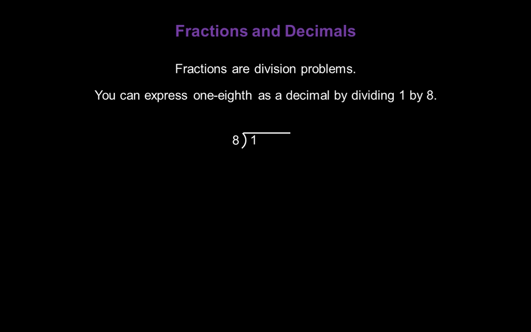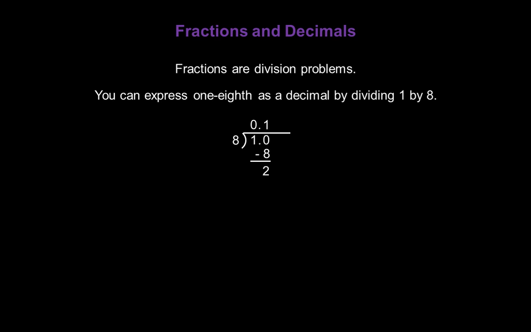Now 8 does not go evenly into 1, so we'll put a 0 in our answer above the 1, and we want to keep dividing. So we'll put a decimal after the 1 and a decimal after the 0 in our answer, and we'll add a 0 after the 1. Now 8 goes into 10 how many times? One time. 8 times 1 is 8. So we'll subtract 8 from 10 and get a remainder of 2.